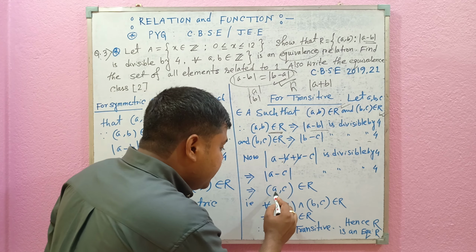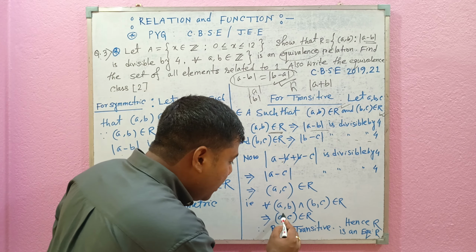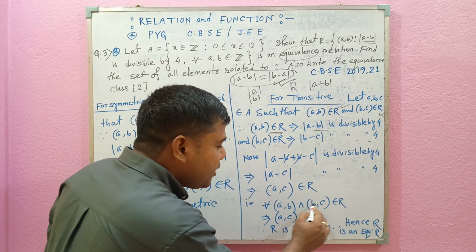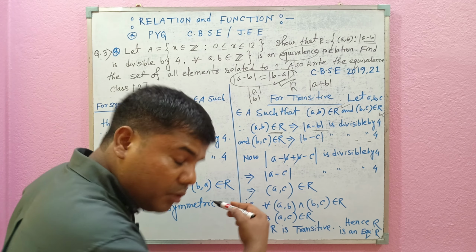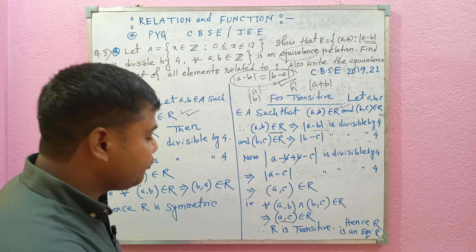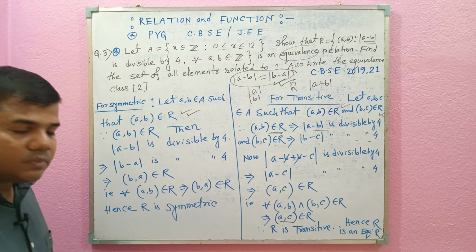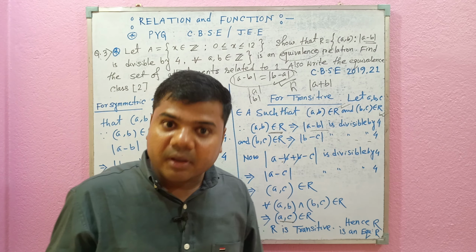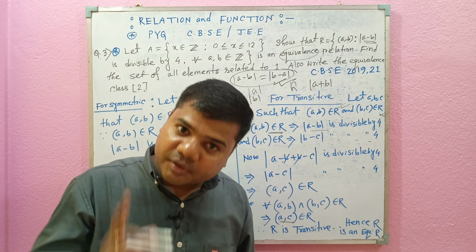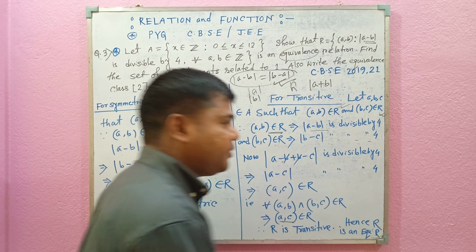That is, (a, c) belongs to R. Then we have for all (a, b) and (b, c) belongs to R, which implies that (a, c) belongs to R. So R is transitive. Then we have R is reflexive, symmetric as well as transitive. Hence, R is an equivalence relation. Okay.